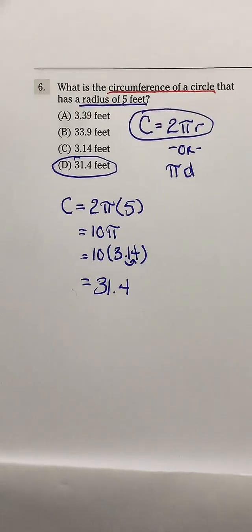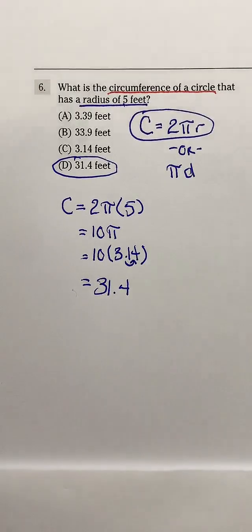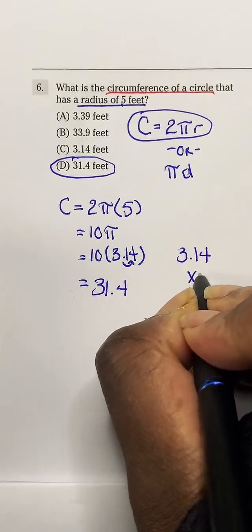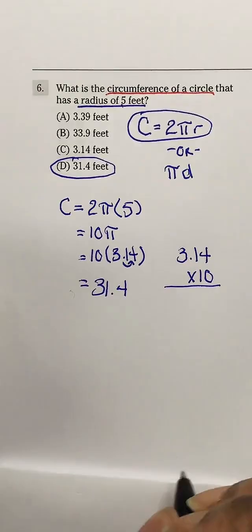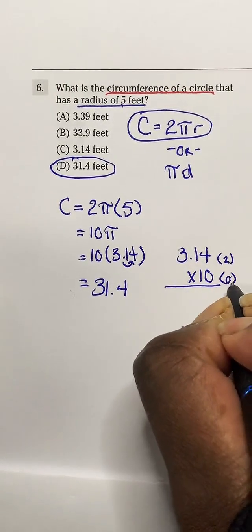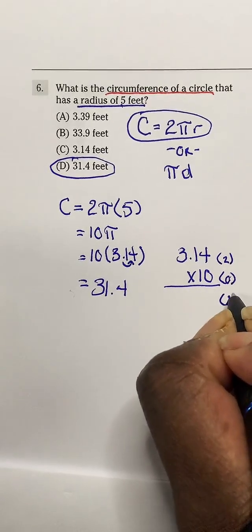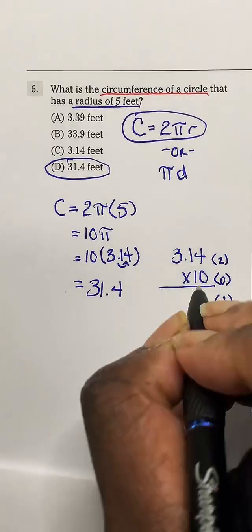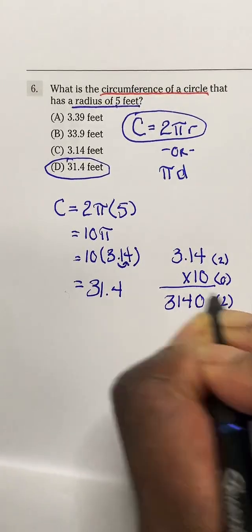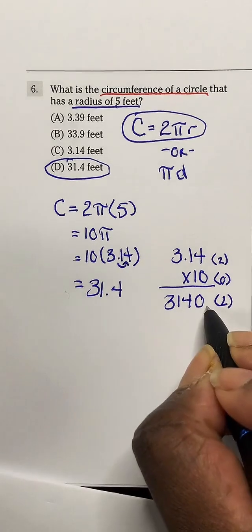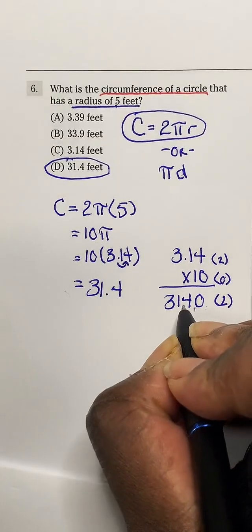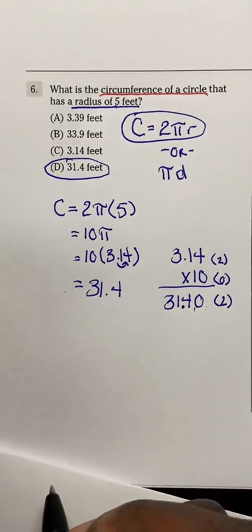All right, so let's try the decimal. If you do 3.14 and you multiply that by 10, this has 2 decimal places. The 10 has none. That means my answer needs to have 2 decimal places. So if I multiply this, I'm going to have 3140. And that means I need 2 decimal places. So that's 1, 2. So that decimal place is going to be between the 1 and the 4.